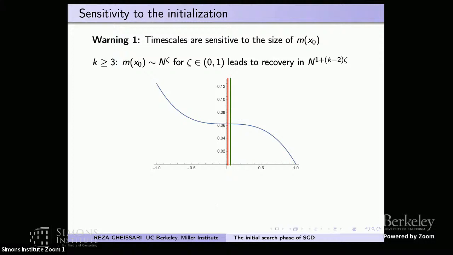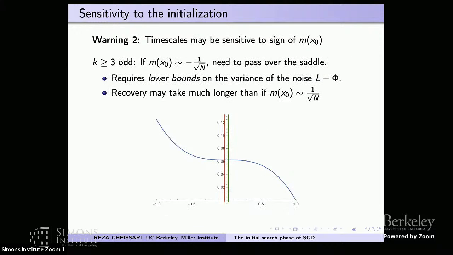So what if you started with something that's, sorry, this should be n to the minus zeta. So something that's microscopically close to the origin, but on a different order of magnitude. Whereas for the simpler k equals 1 and k equals 2 settings, that doesn't make much difference. When k is at least 3, this can change the polynomial in terms of how long it takes, okay?